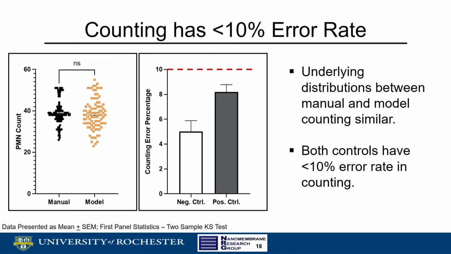So first we looked at counting. For validating our model, we looked at the distribution of all automated neutrophil counts in a video frame and found that it was similar to our manual counts. And then when we look at both negative and positive control studies individually, we see that the automated process meets our criteria of sub 10% error in counting. You'll note that the positive control studies have a higher overall error rate than the negative control ones, and that's likely due to the fact that the neutrophils take these more difficult to detect amorphous morphologies as they become activated.